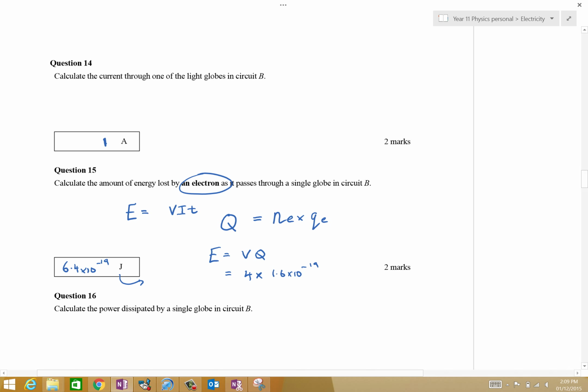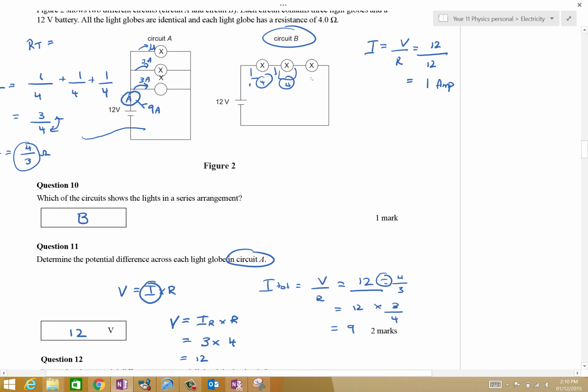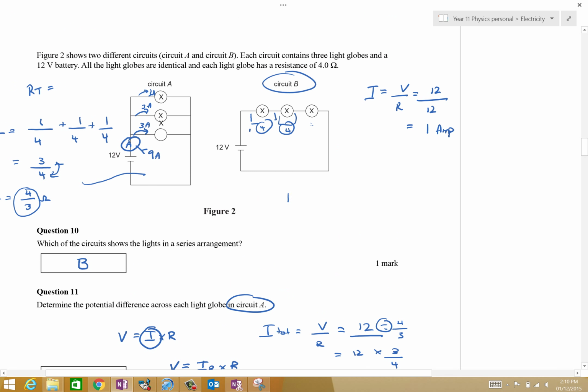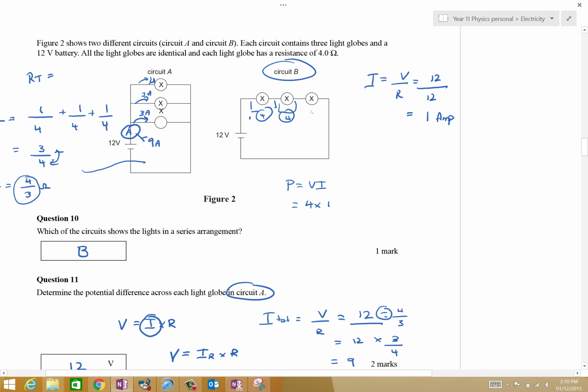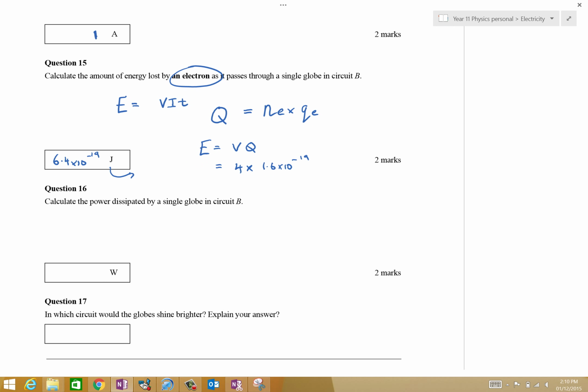Calculate the power dissipated by a single globe in circuit B. Well, I could use P equals VI. And we know that the voltage across each of those globes is not 12 volts because it's in series, it's 4 volts, and the current was 1 amp across each of those. So therefore the power across each of those globes was 4 watts.